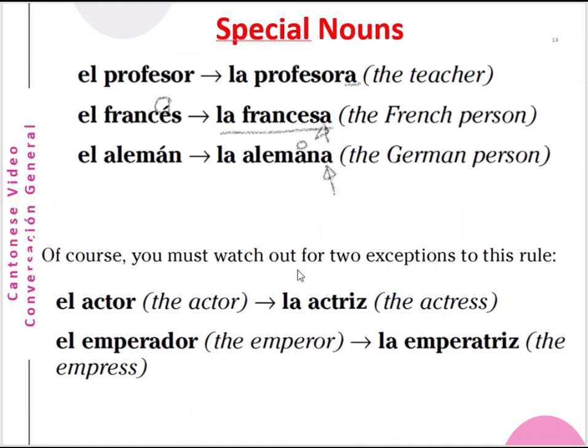Of course, you must watch out for two exceptions to this rule. For example, el actor, the actor. And if you change to a female actor, we call it an actress. So we use la actriz. We change the words totally, not adding an A to the word to change it to feminine. El emperador, the emperor. La emperatriz, the female empress. That means the female emperor.